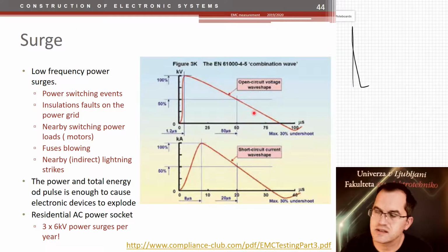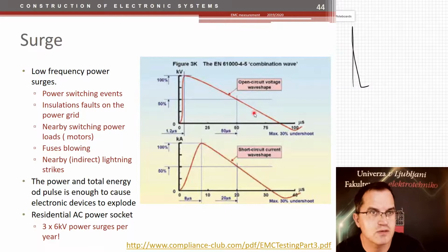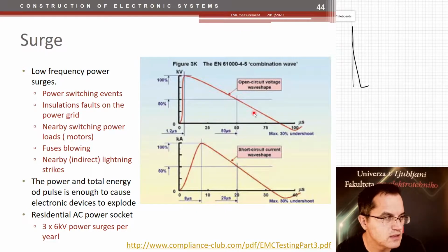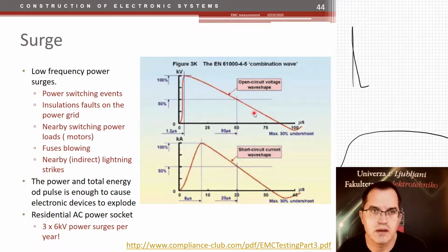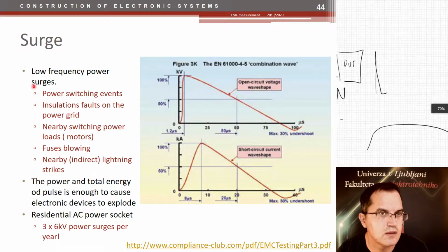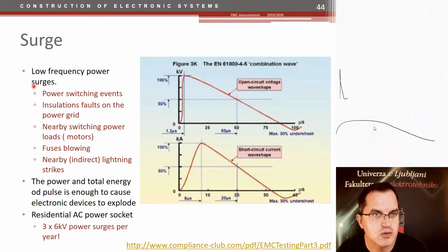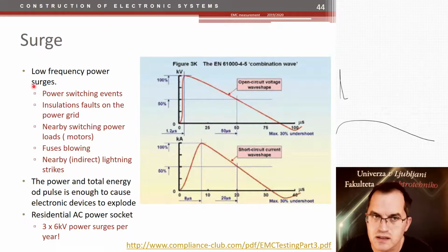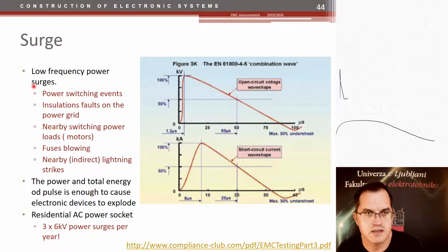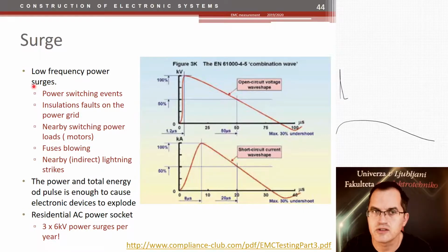Surge pulse is another type of pulse which has much more energy. If the fast transient pulse was very narrow and high, the surge pulse is much longer and maybe lower in terms of voltage. So at the end, what you have is much bigger energy, and this energy has to be dissipated somewhere in the circuit, and for that we use varistors and such high energy shielding components.